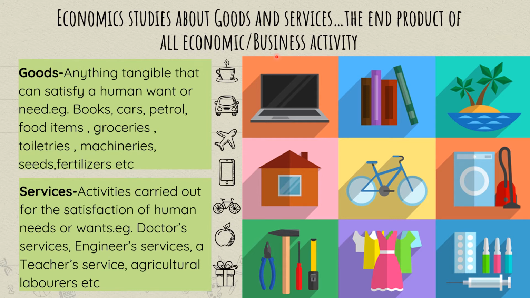We need to define what goods are. A good is anything tangible. Tangible is something that can be seen, felt, experienced, that can satisfy a human want or a need. For example, books, cars, petrol, food items, groceries, toiletries, machineries, seeds, fertilizers, and so on.